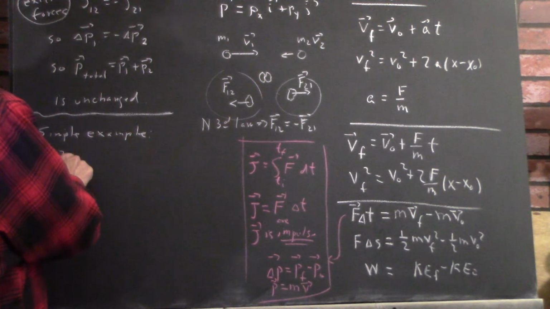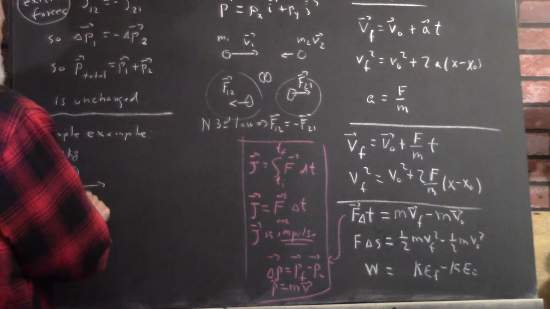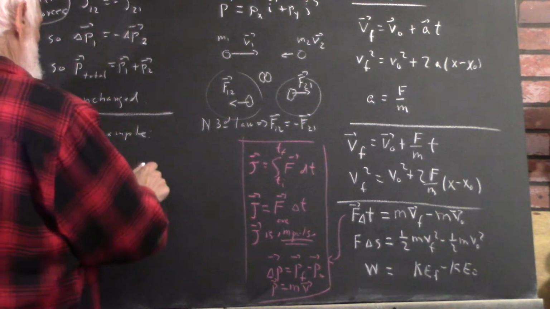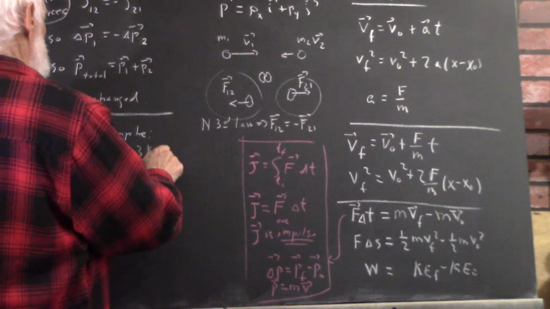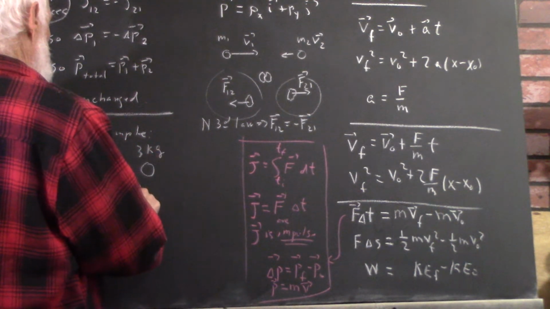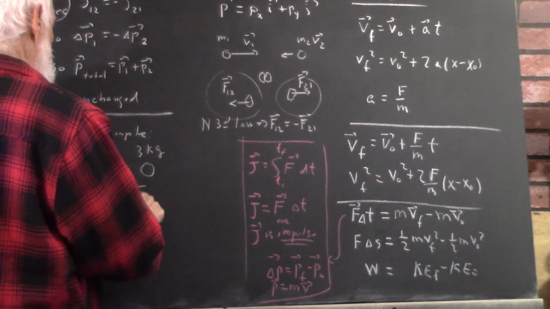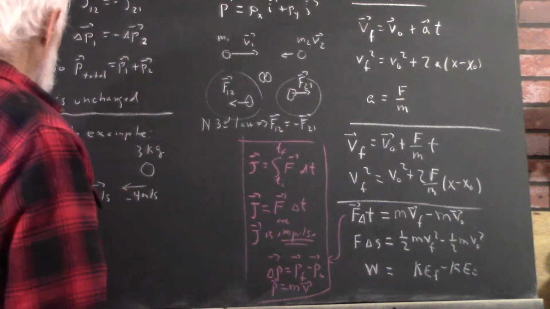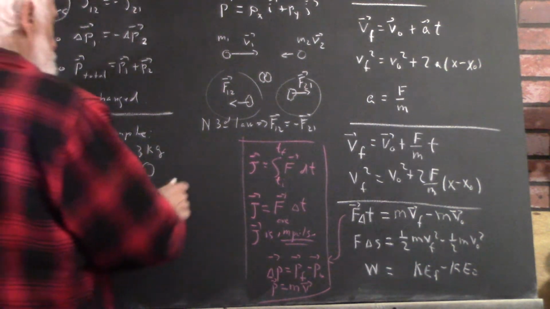Simple example. Let's say we've got 2 kilograms here, moving at 5 meters per second, and 3 kilograms here, moving at -4 meters per second. Okay, now this is before collision.